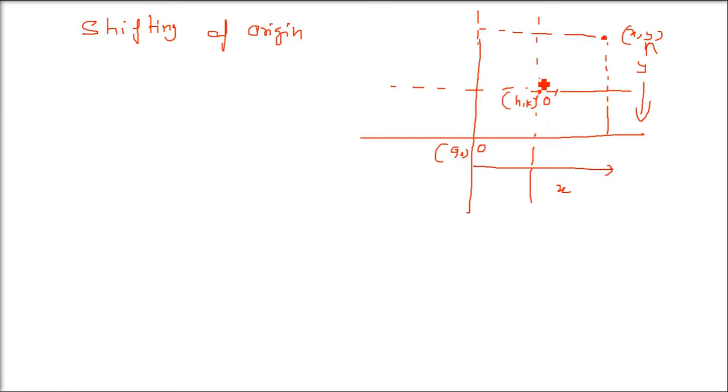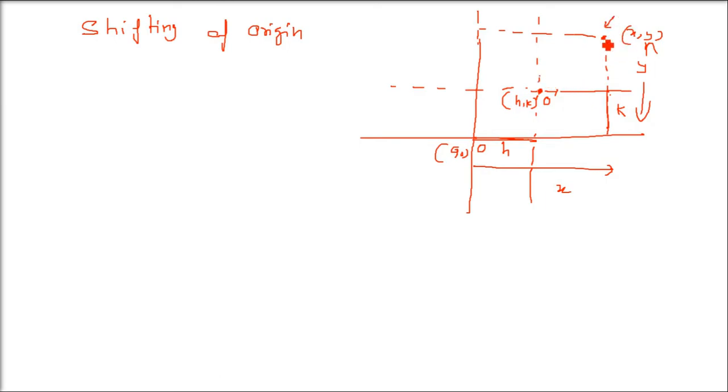Now we have a new axis where the origin coordinate becomes h comma k. Previously it was 0, 0. Now what is the x, y with respect to h, k? x, y was with respect to 0, 0. Now what is it with respect to h, k? So h is this distance, and k is this distance. Similarly, the way we presented x, y, it will be h and k.